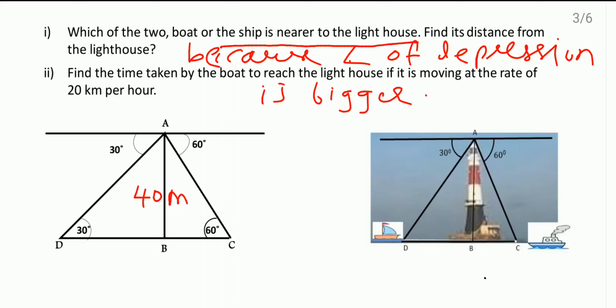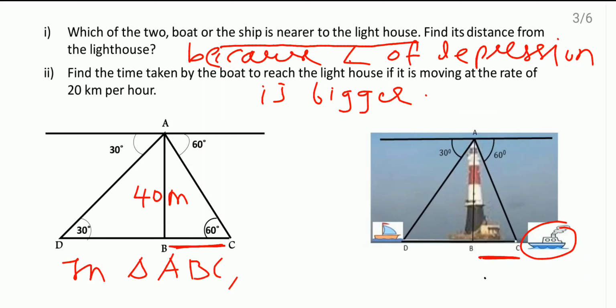This is the answer of the first question. And the second part, what they are asking, find its distance from the lighthouse. That means we need to find out this distance, because here the ship is there. We need to find out this distance. So we'll consider triangle ABC. Here in triangle ABC, what will I take?